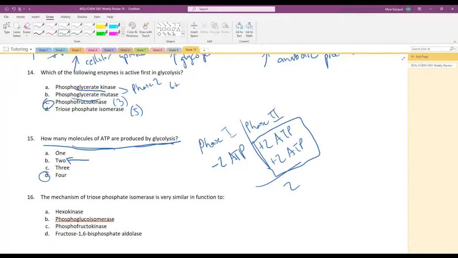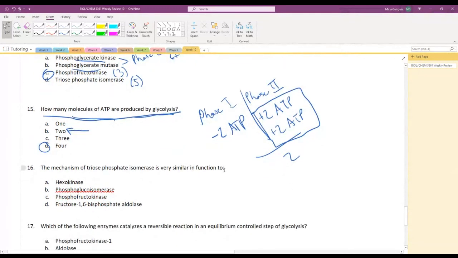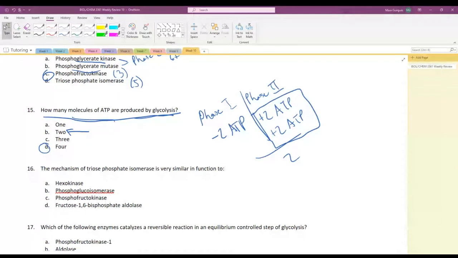Okay. The mechanism of triose phosphate isomerase is very similar in function too. I put this question on here not because you need to know every single mechanism in detail, but because some professors do want you to know those mechanisms in detail. And so for the sake of making sure that I'm being thorough, I wanted to mention them so that you would know to check with your professor, what do I need to know? How much of it do I need? Okay, that's really important. Okay. I don't know if anyone remembers the answer to this one, so I'll wait a moment and see if anyone has an opinion.